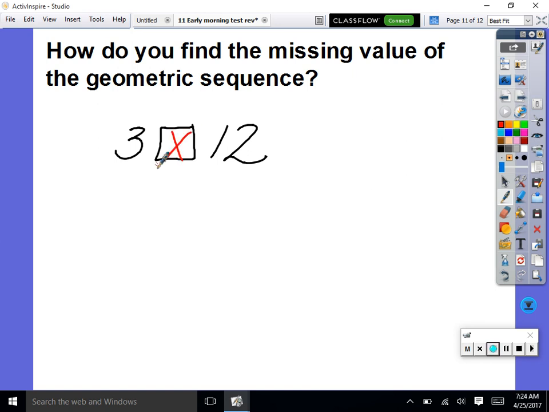Put an X there, right? We've already done an example like this. This divided by this equals this divided by this for geometric, right? And we can't forget the plus or minus. Okay.